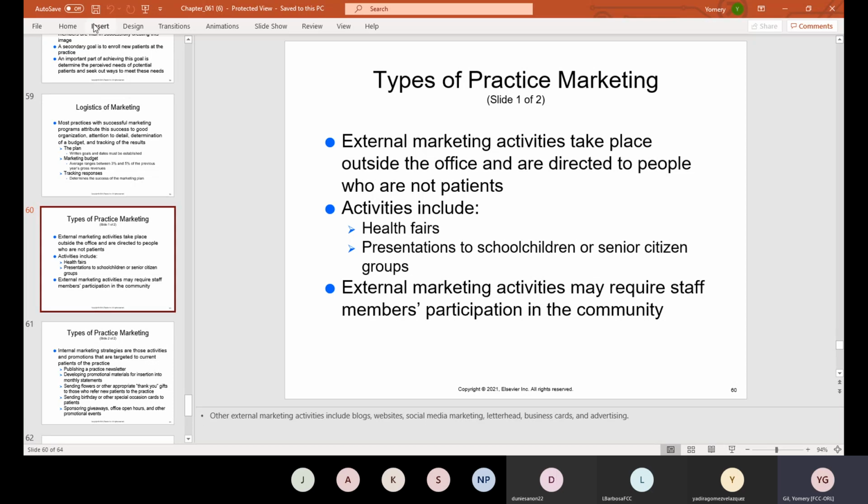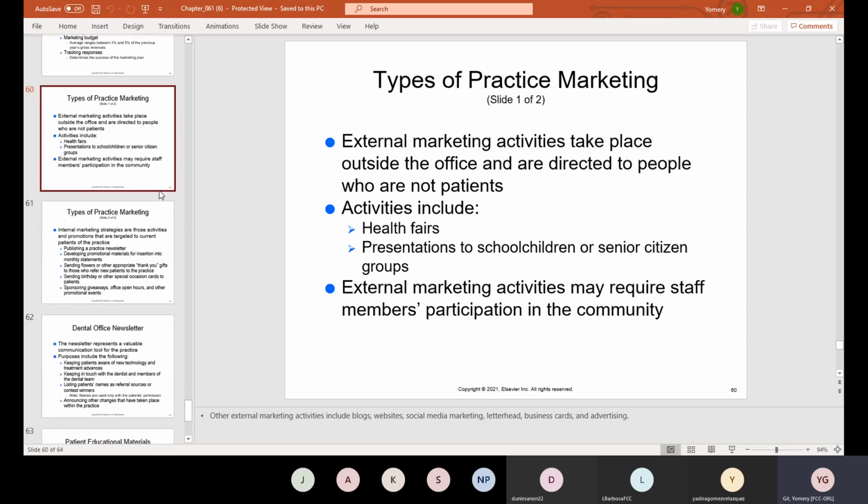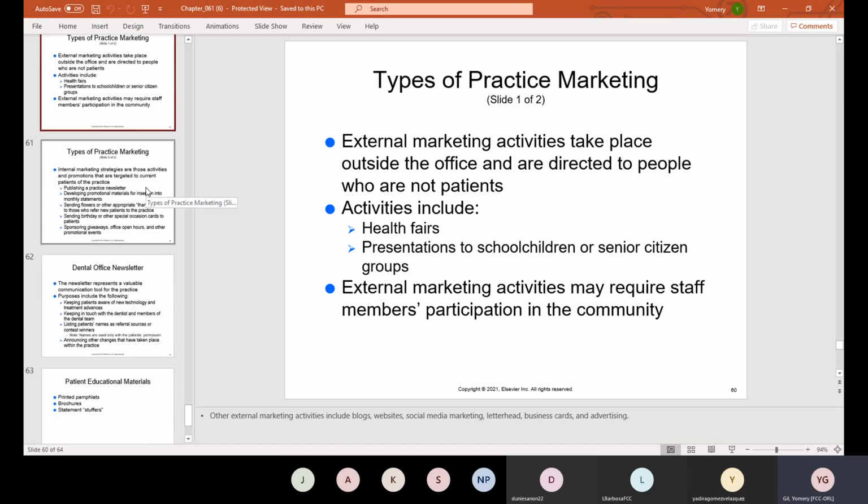External marketing activities may require staff members' participation in the community. Some dental offices do community work. I know that the office that I used to work for before, once a year, they used to do free dental work for people who didn't have the money to do it. It was kind of like for homeless people and stuff like that, where they would do x-rays, they would do the exam, they would take care of any immediate pain that the patient had, like if they needed an extraction of a tooth, that would happen that day and it would be at no cost to the patient.